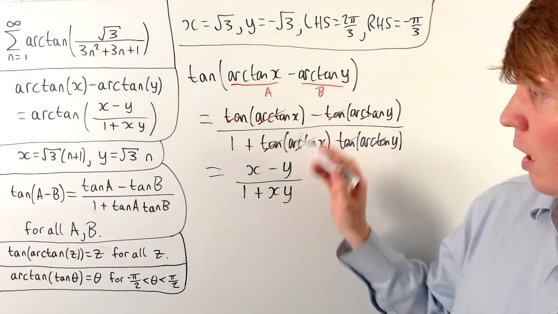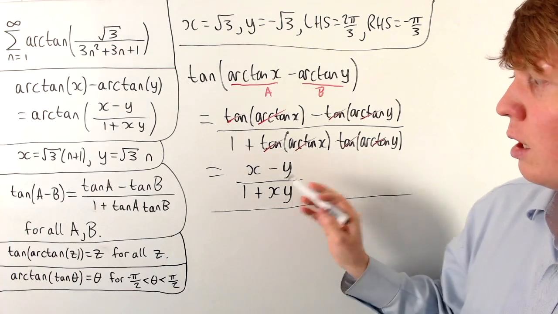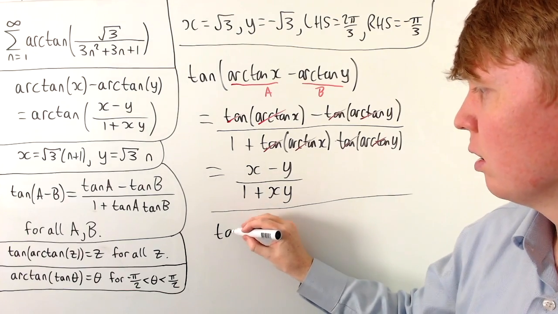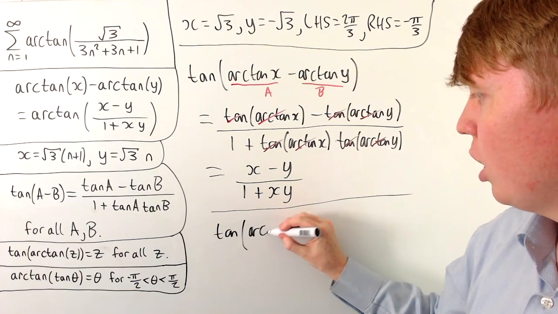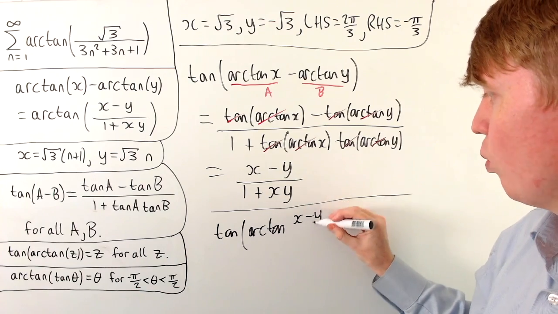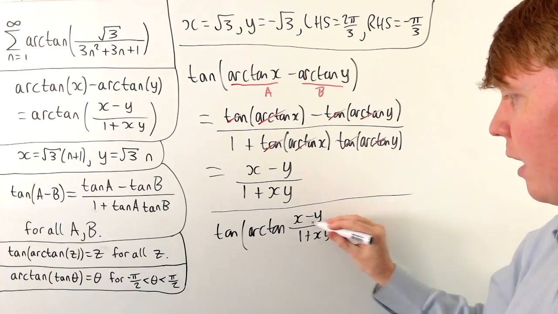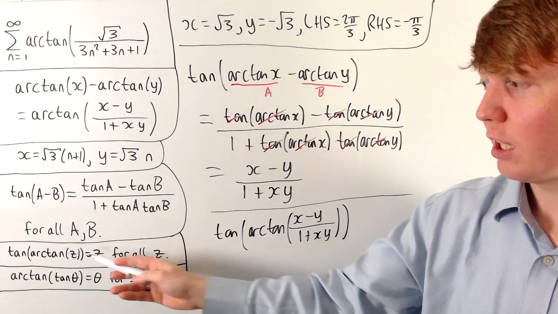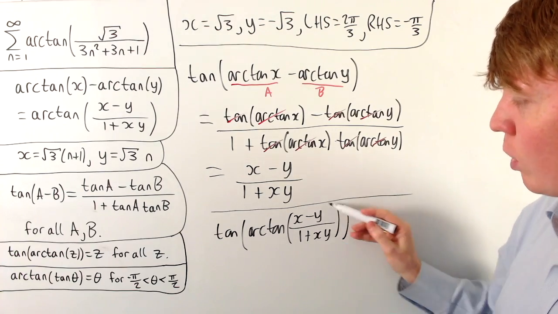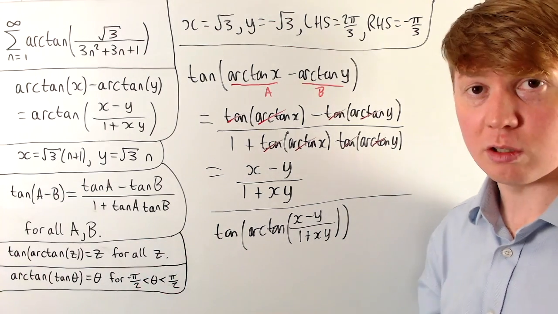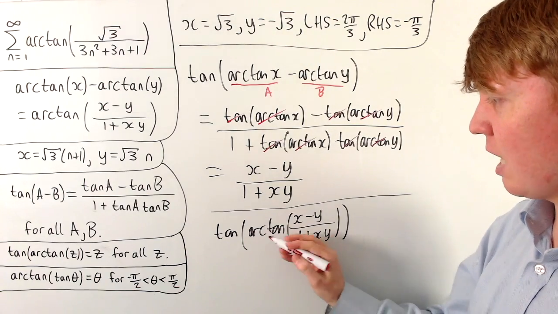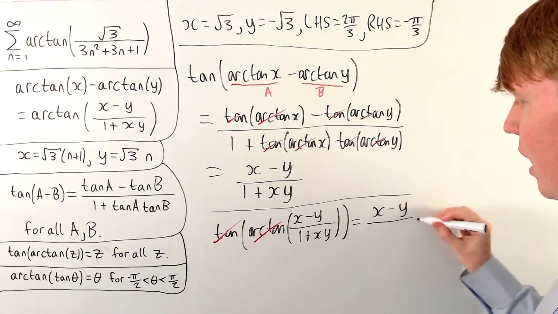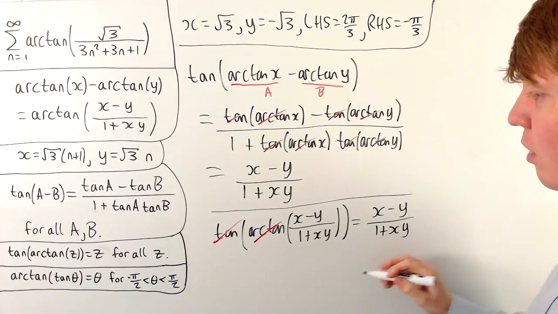So we've shown that tan of the left-hand side is equal to x minus y over 1 plus xy, and if we do tan of our right-hand side now, then we get tan of arctan of x minus y over 1 plus xy. Using the same rule as before, we're allowed to do tan of arctan of this fraction. If we say x minus y over 1 plus xy is our z, this is just equal to itself. So our tan and arctan cancel when we do them in this order, and this is just equal to x minus y over 1 plus xy.